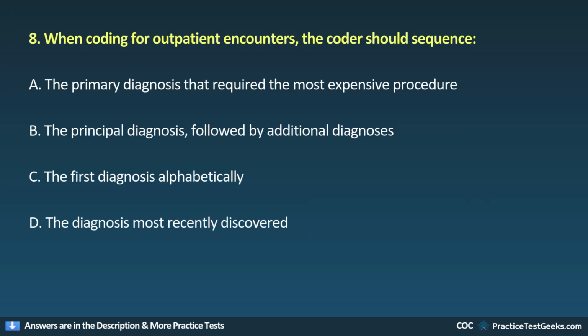8. When coding for outpatient encounters, the coder should sequence A. The primary diagnosis that required the most expensive procedure. B. The principal diagnosis, followed by additional diagnoses. C. The first diagnosis alphabetically. D. The diagnosis most recently discovered.